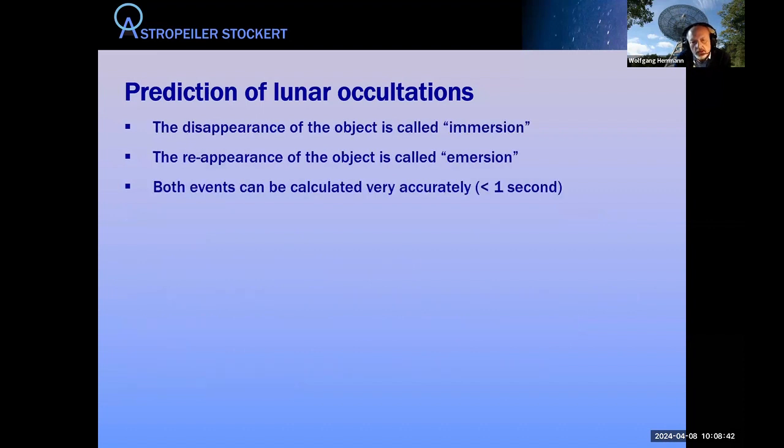The two expressions: the disappearance, so when the object is covered by the moon, the moment is called the immersion, and when it comes back, it's called the emersion. And with today's knowledge of the precise positions, this can be calculated very accurately. So typically you're better than 1 second in predicting when such a thing appears. So that's essentially what we've been doing for a number of objects.